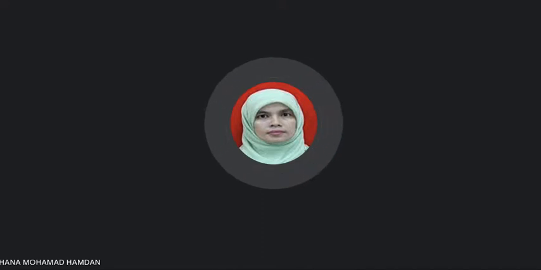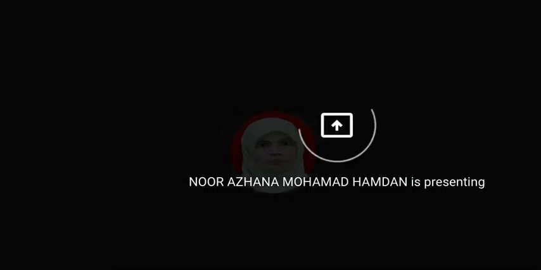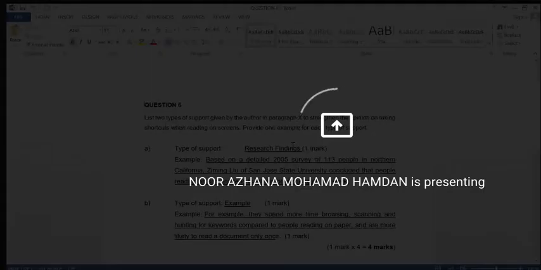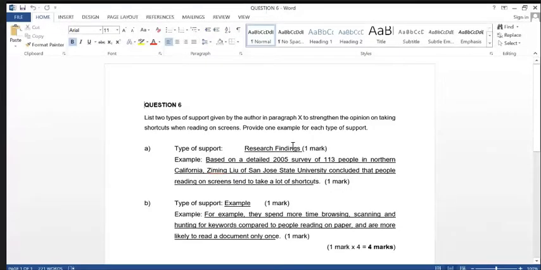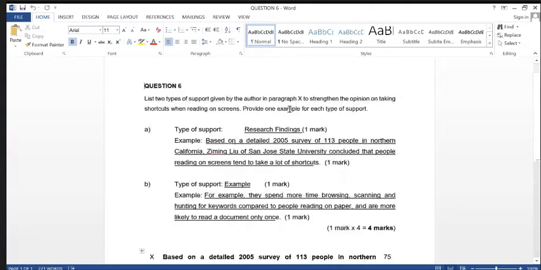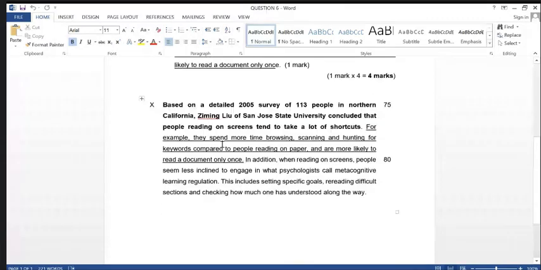Number 6. This is type of support, if I'm not mistaken. This is the type of support from earlier. For example, someone says strong support, weak support. But that's not what you can write there; you have to write the specific type of support. Like you see here, I have the words research finding and the answer example. Now it's based on paragraph X here. This is the paragraph.